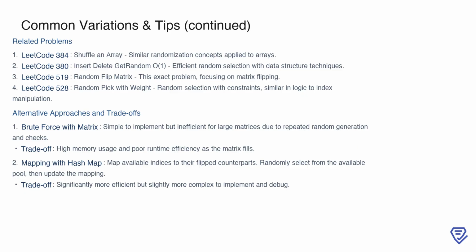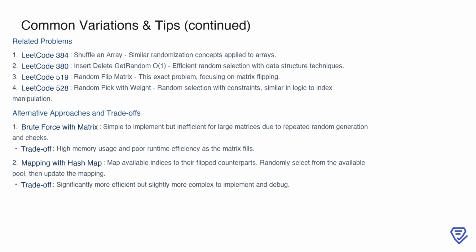structure techniques. Of course, LeetCode 519, Random Flip Matrix, is the exact problem we are discussing here, so mastering this is crucial. Additionally, LeetCode 528, Random Pick with Weight, introduces random selection with constraints, which is conceptually similar when it comes to index manipulation. Now, looking at alternative approaches, the brute force method is the simplest to implement.